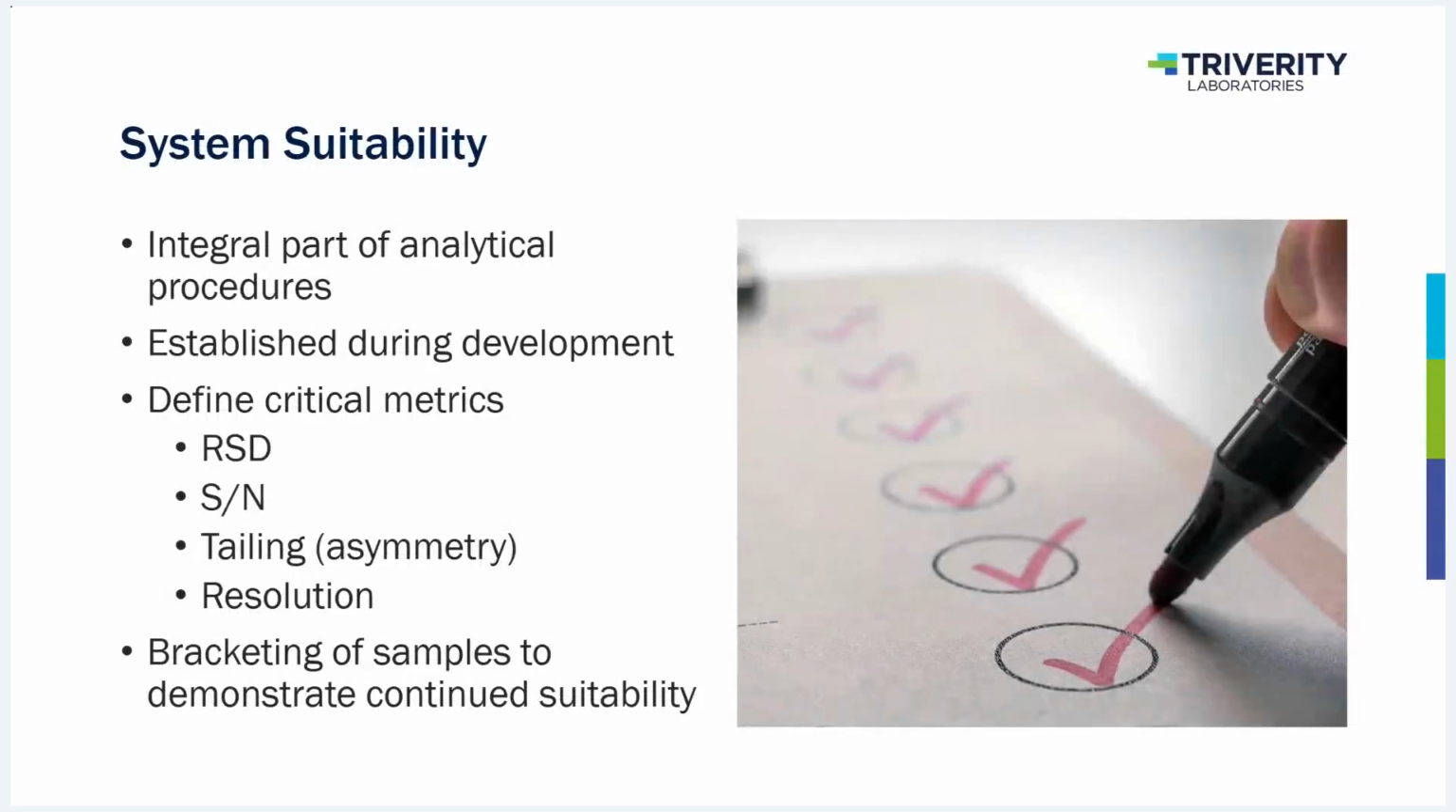System suitability is the set of standards, and this is really focused on HPLC and GC chromatography, that we run at the start of a sequence to show that the system is suitable for analysis at that time. It typically is some blanks, maybe an LOQ, replicate standards. And then we also run maybe an impurity composite, and you're looking at resolution of some critical pairs.